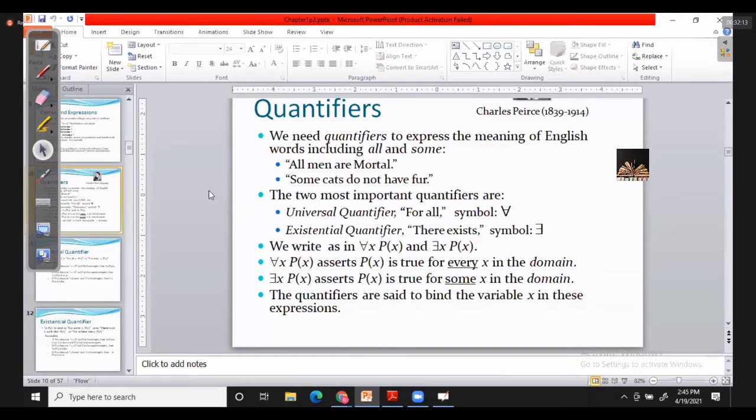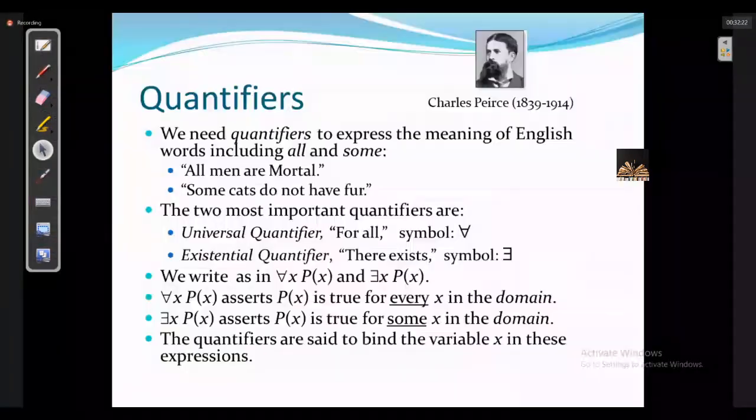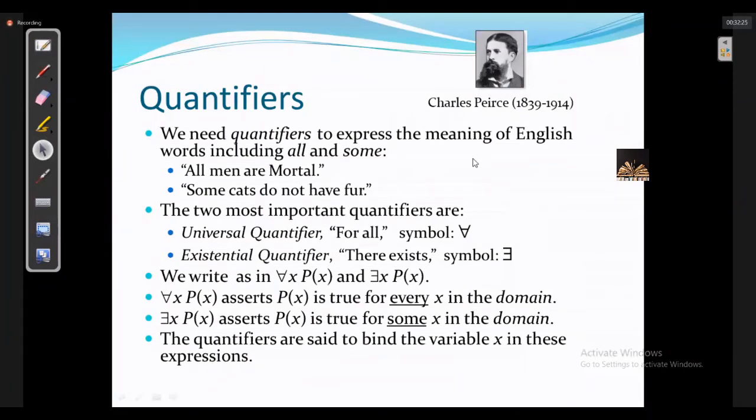Here there exist quantifiers. For all x, P of x asserts that P of x is true for every x in the domain. There exists x, P of x asserts that P of x is true for some x in the domain. I will show with examples.